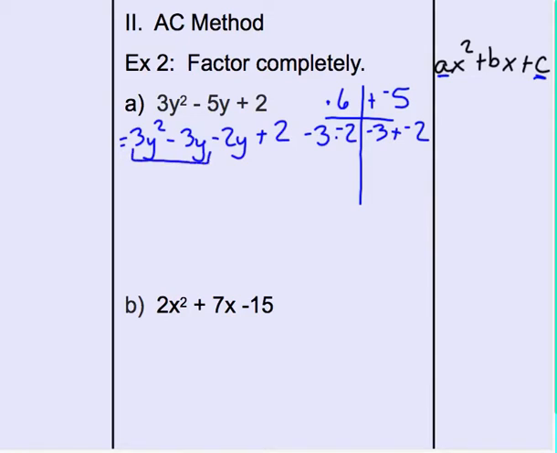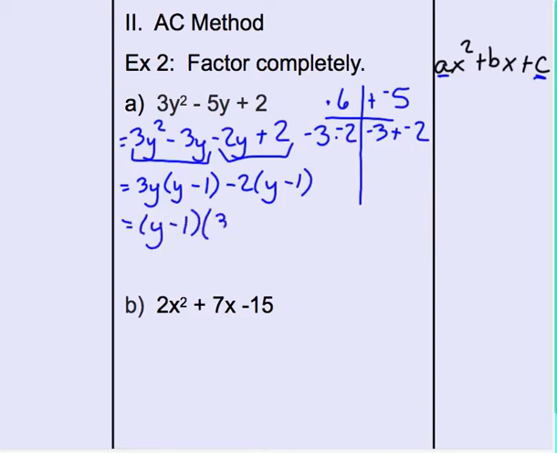So the first 2 terms have a GCF of 3y, leaving us with y minus 1. I get a lot of students that drop that 1. Remember, we're dividing, not canceling. So -3y divided by 3y leaves us with a 1. Second 2 terms have opposite signs, so I'm going to factor out a -2, leaving me with y minus 1. Y minus 1 is my GCF, leaving me with 3y minus 2.